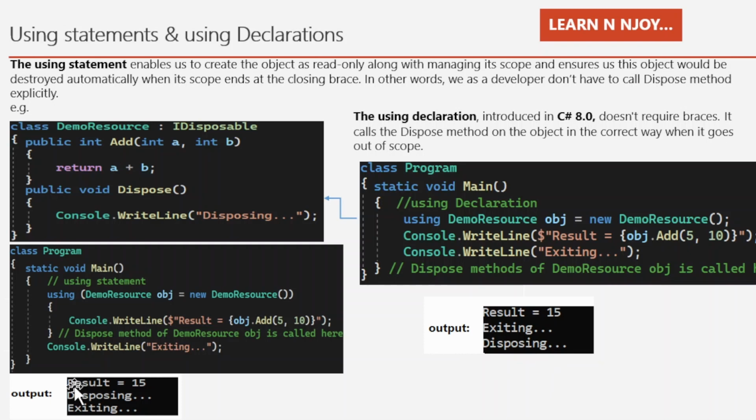If you notice, here disposing is coming at the second line of the output, and here disposing is coming at the last line, right? So it simply depicts that the object created by the using declaration has a bigger lifetime compared to the object created by the using statement. Okay, let's switch to Visual Studio and see all these things in action.